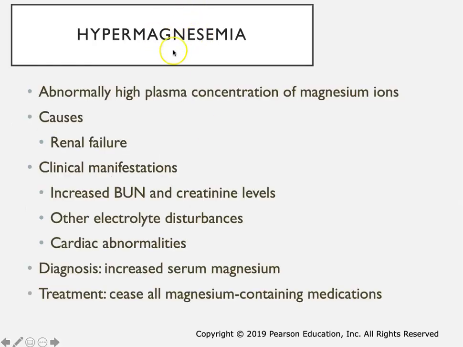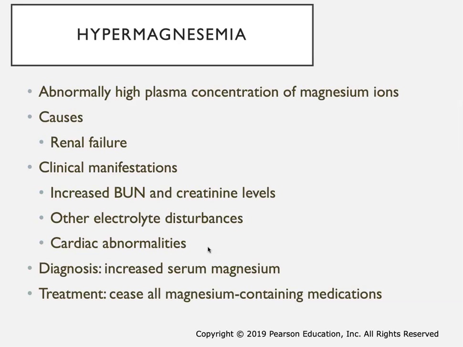Okay, what happens if you have too high levels or increased levels of magnesium? Okay, well, one of the major causes is renal failure. So I guess hypermagnesemia is not that common. Okay. And yes, that's true. For clinical manifestations, you would have increased urea and creatinine levels. Also, other electrolyte disturbances would be evident. So usually you wouldn't just see this alone.